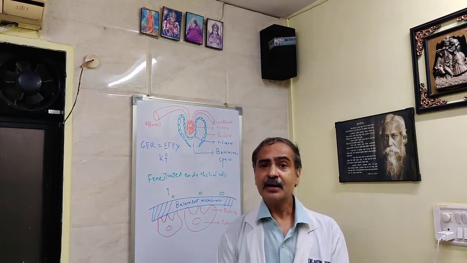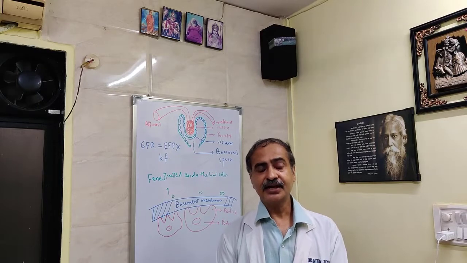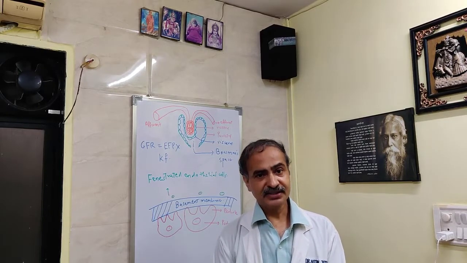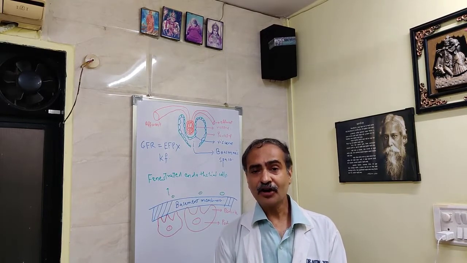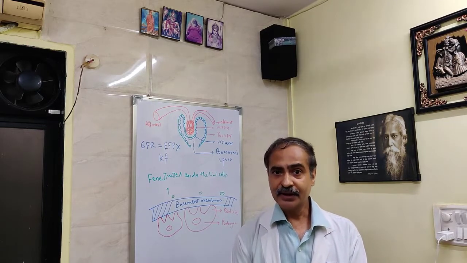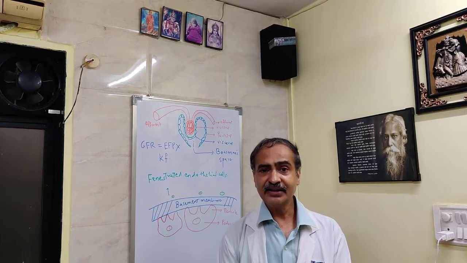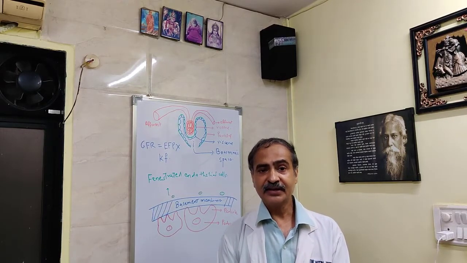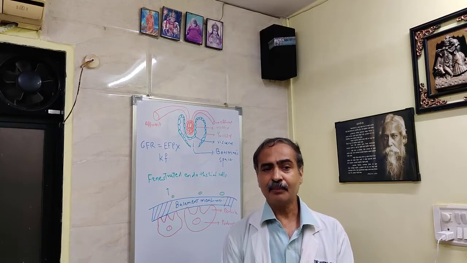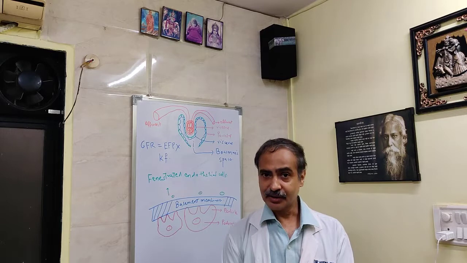The plasma markers which can be used are serum creatinine, serum urea, and serum cystatin. There are various formulas and mathematical calculations, with the help of which, by using serum creatinine as the marker, one can get the estimated GFR almost near the actual GFR of the patient, which is very important from the clinical point of view.